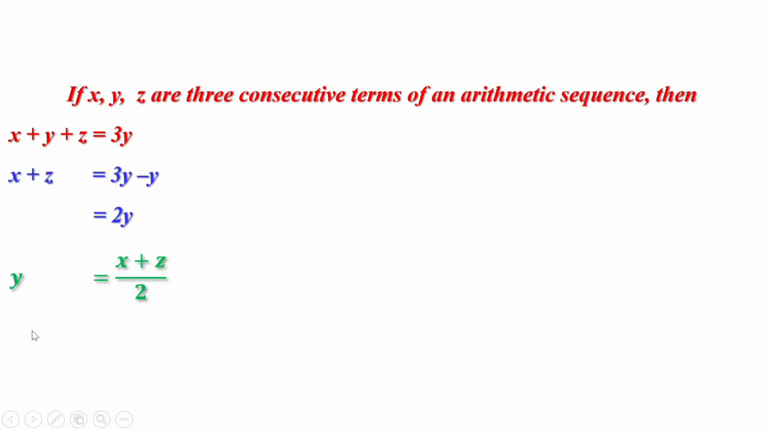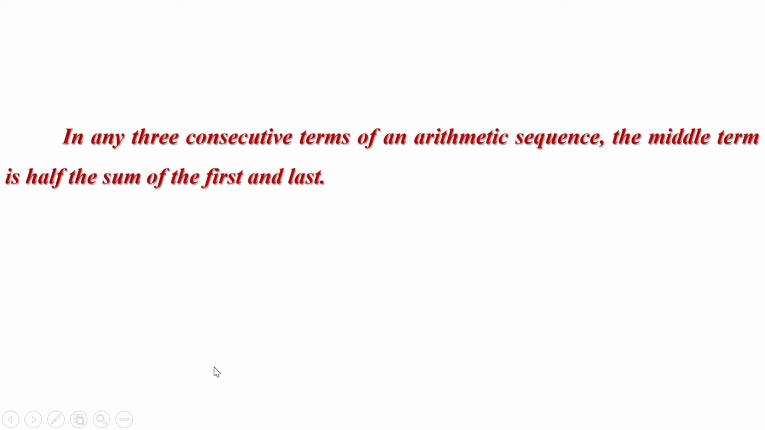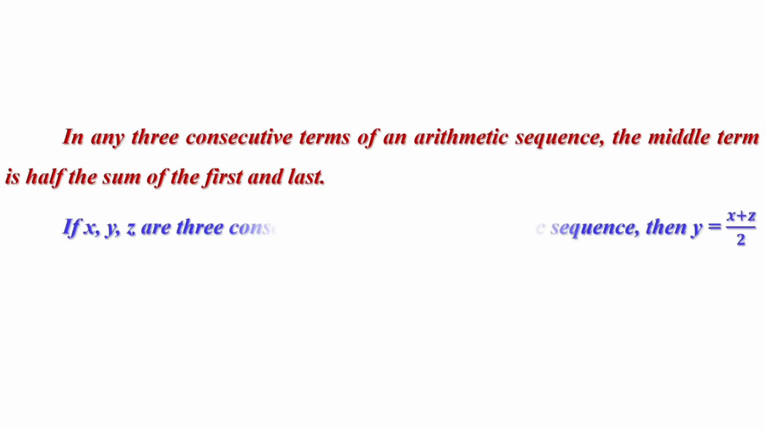What does it mean? y, that is the middle term, equal to x plus z by 2. That is, the middle term equals half the sum of the other two. Or we can say, in any three consecutive terms of an arithmetic sequence, the middle term is half the sum of the first and last. Or we can say, if x, y, z are three consecutive terms of an arithmetic sequence, then y equal to x plus z by 2.